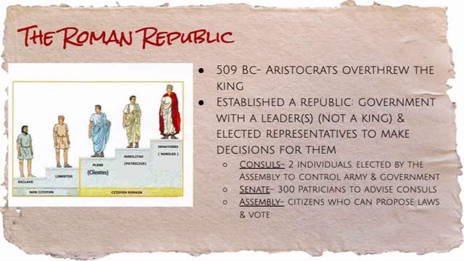So in the Roman government, you have two consuls rather than just one individual, but two individuals who control the army and government, and they are selected by the assembly, which is a group of citizens who get to propose laws and get to vote, so they get to be a part of the government. And then that assembly is also who chooses 300 patricians who give advice to the consuls, and that is the Senate, so something that we have in common with ancient Rome.